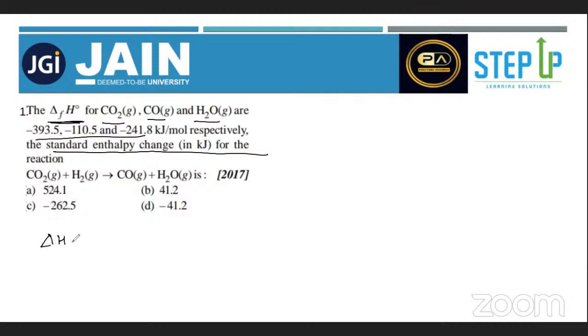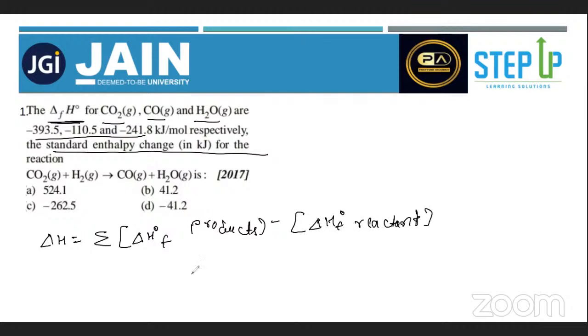It is the summation of all the delta heat of formation for products minus all the delta heat of formation for reactants. So what all are reactants? This is the enthalpy change for the reaction. This is the reaction given to you; this is the reactant, and this is the product. Here CO2 and H2 are reactants, and this is the product.